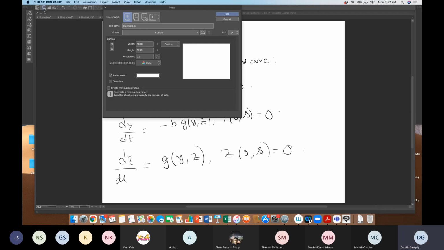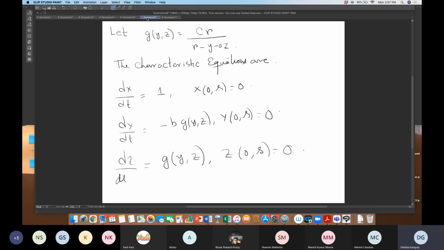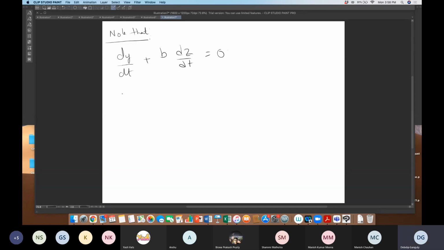Okay, so just note that I have to solve this. Note that dy by dt plus b times dz by dt. Just see these two equations: dy by dt plus b times dz by dt is equal to 0. So this implies y plus b z is equal to s, using the initial condition, and x is equal to t.